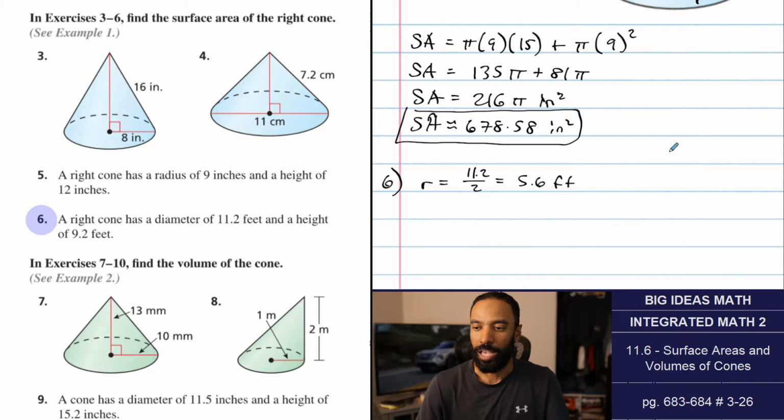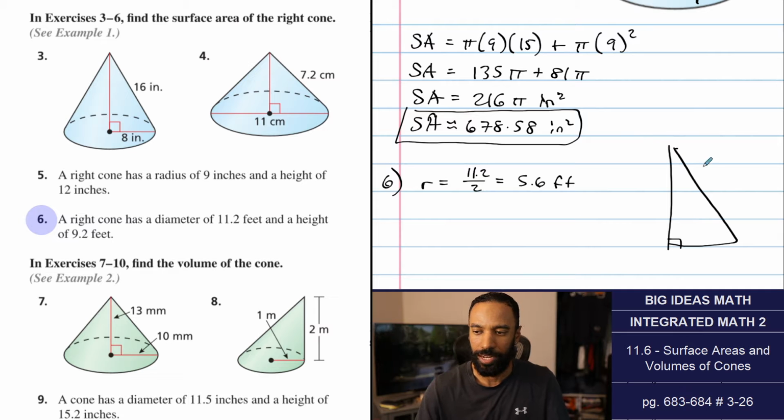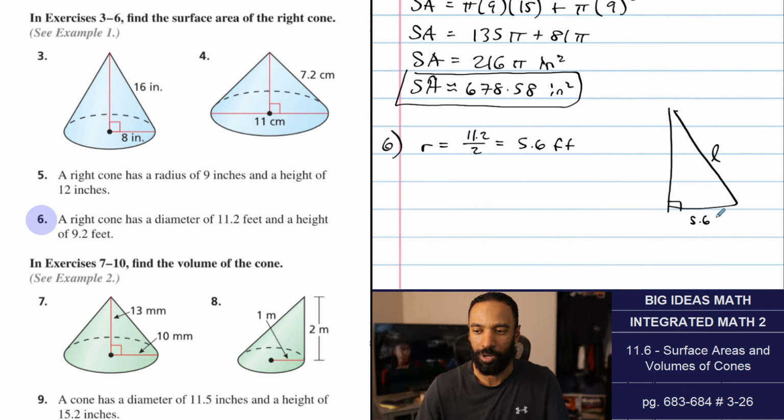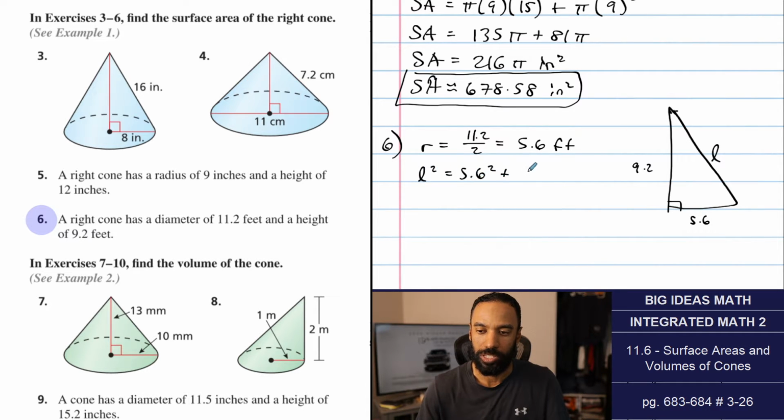Now, remember, as far as the right triangle goes that we're talking about with respect to the slant height, this is the radius that goes here. So not 11.2, but 5.6. We'll actually use that. And then the height of the entire thing is 9.2. I do not know what this value is. It's not an 8, 15, 17. It might not be a Pythagorean triple. We'll see. So L squared is 5.6 squared plus 9.2 squared.